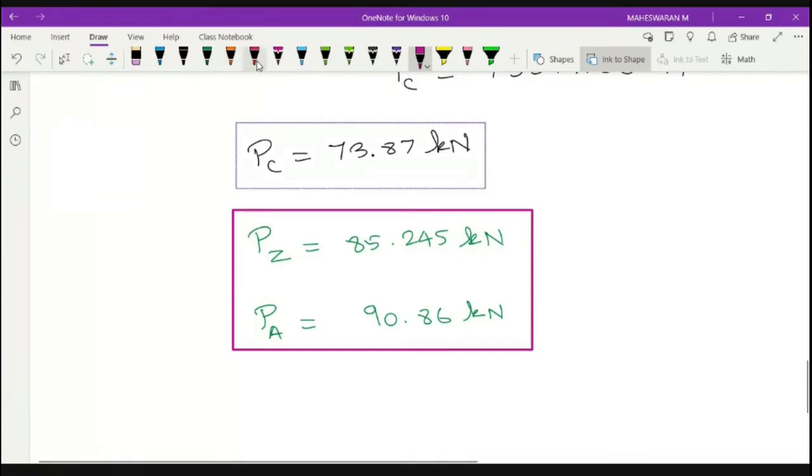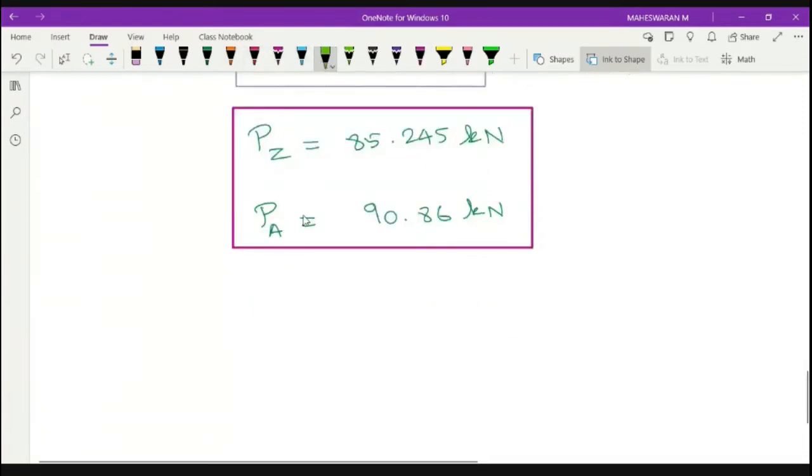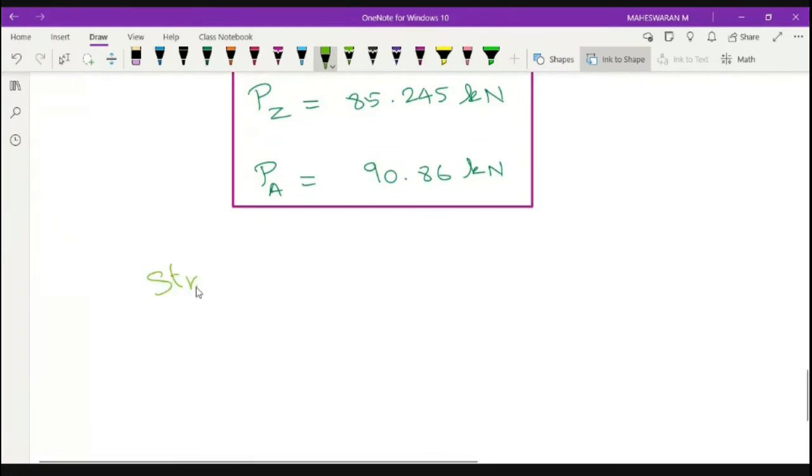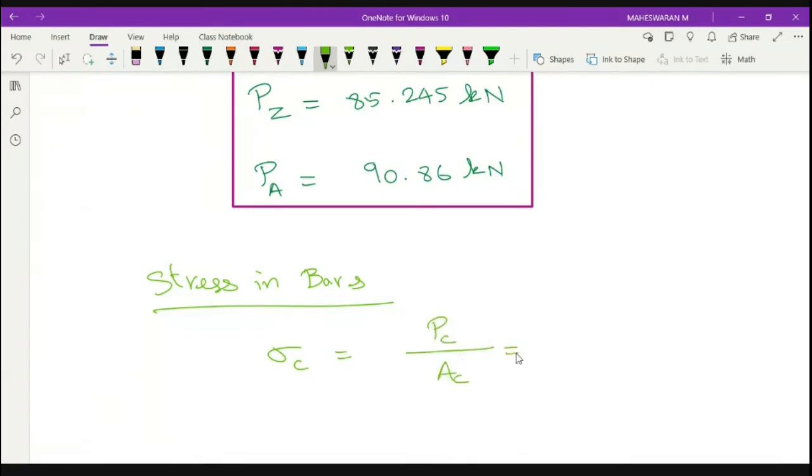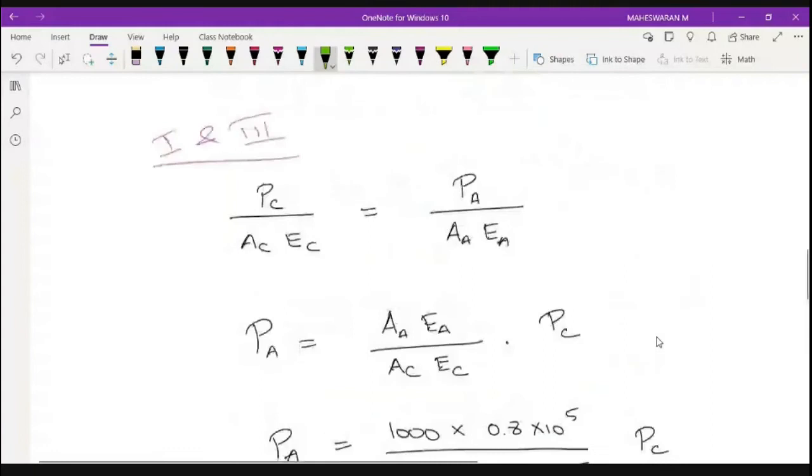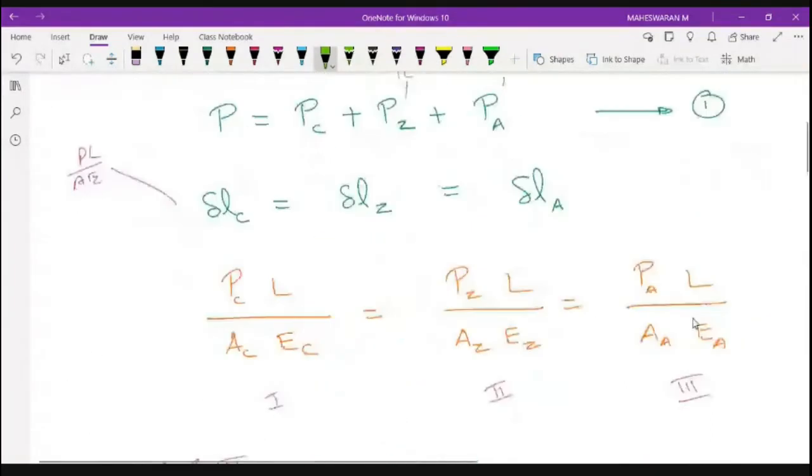They are also asking what the stress is, so let us identify the stress in the bars. You know that stress in copper is equal to force in copper divided by cross section area. The force is 73.87 divided by the cross section area for copper, which is 500.